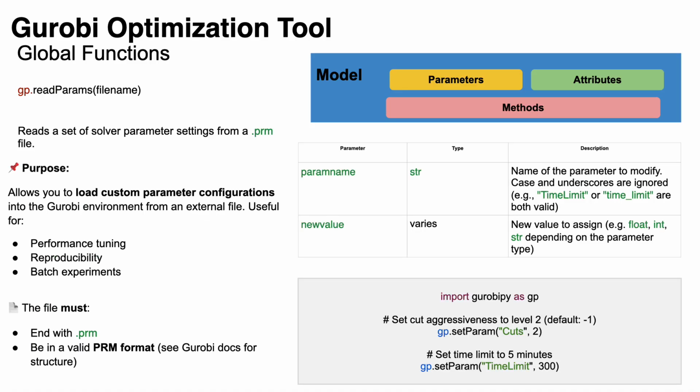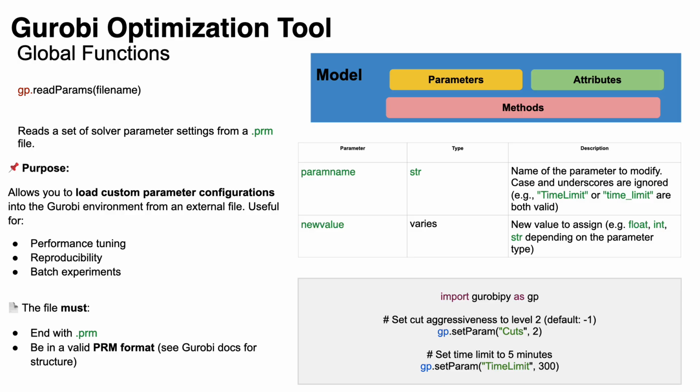The final global utility we'll cover in this section is readParams. While we've discussed setting parameters manually in your code, sometimes you have a complex configuration that you want to reuse across many different projects. The readParams function allows you to load a set of solver parameter settings directly from an external file, which must end with the .prm extension.